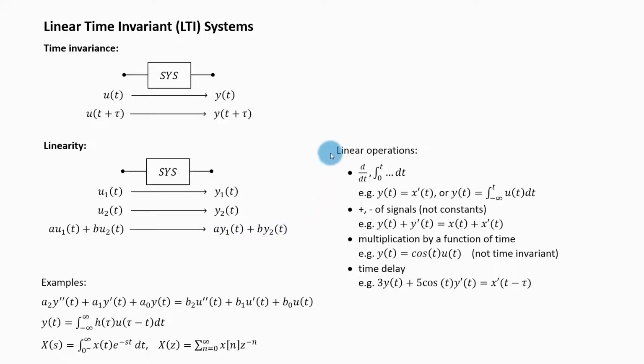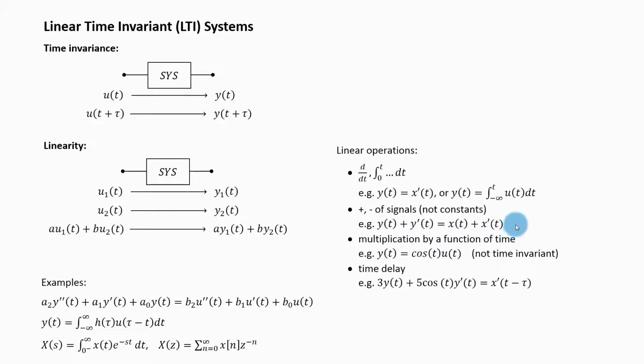Now, there are not that many operations that can be used to create linear systems. Here you have them listed. Derivative and integrations are linear. For example, a system described by this equation would be linear, or a system described by this equation is linear. Addition of signals is linear. For example, a system described by equation where you add these signals and their derivatives will be linear.